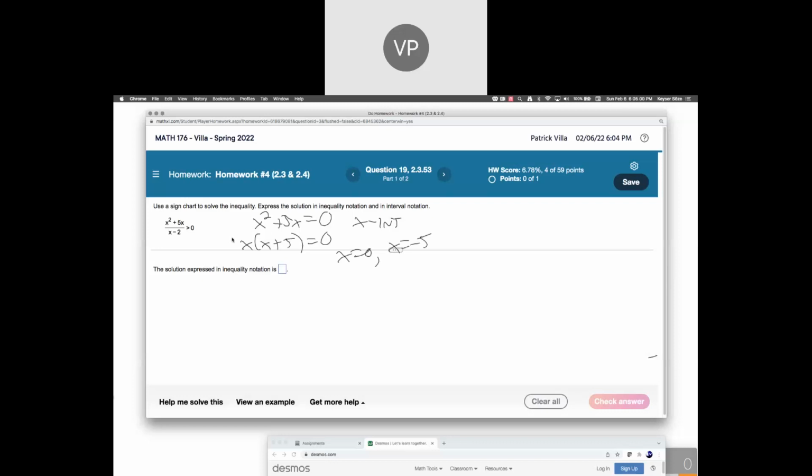Then I need to see where the graph doesn't exist. And remember, that's the discontinuity. I don't know if I spelled that right, but that's the discontinuities. So we set the bottom equal to 0, and you see it's at 2.